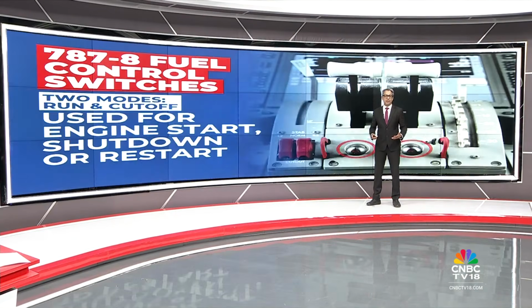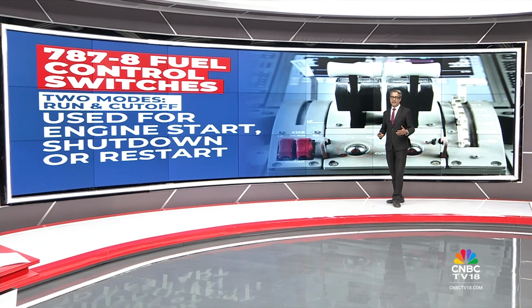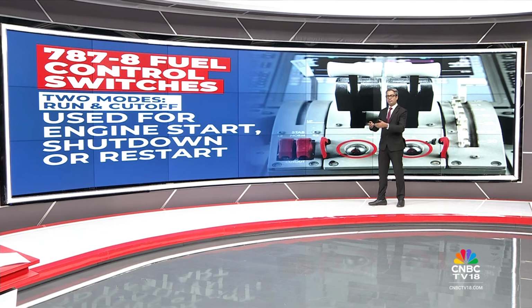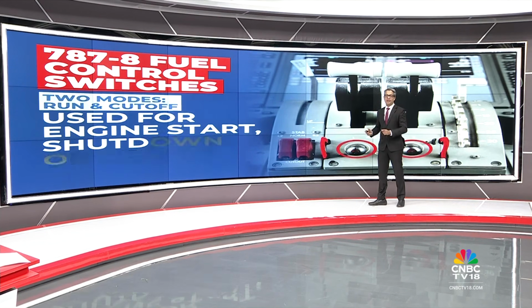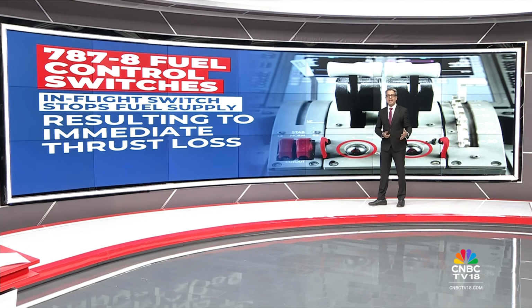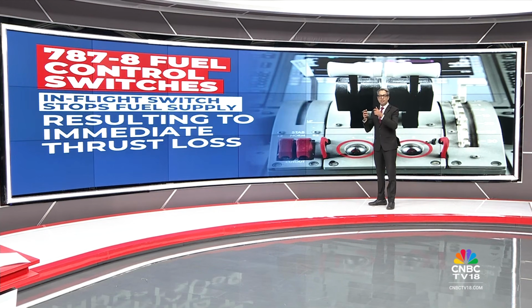So the 787 fuel control switches, like I said, there are only two modes there, and it has to be manually done. There's a run mode if the switches are in the up position, and there is a cutoff mode if the switches are in the down position. Now these switches are controlled only either at the start of the flight or after the flight has ended. It is not ever moved mid-flight. Something happened inside the cockpit of Air India Flight 171, which resulted in these fuel control switches being moved from the run mode to the cutoff mode, and as a result, immediately the flight lost thrust, it lost power.